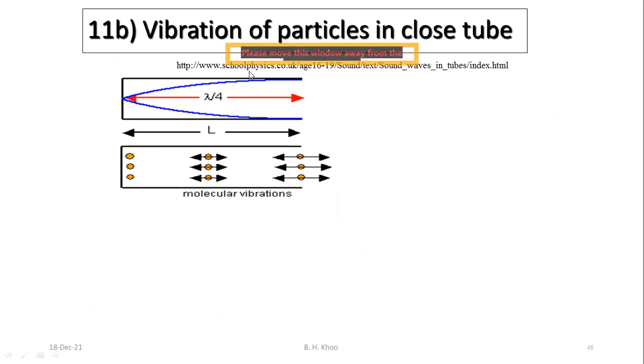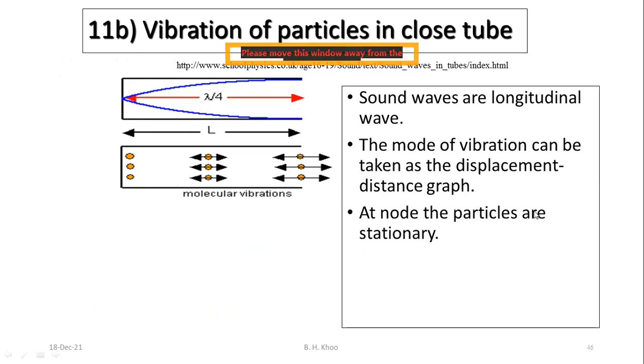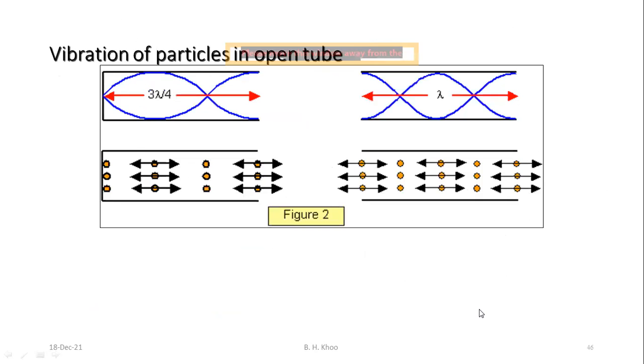Right? Vibration of particle in a closed tube, the same thing. Here is vibrating, smaller amplitude. Here is larger amplitude. Okay, at the closed end is stationary. Right? Sound wave, remember, longitudinal wave. Mode of vibration can be taken as displacement distance graph. This is a displacement distance graph. At the node, the particles are stationary. It's not moving, not vibrating. Okay, so you can draw for the others yourself.